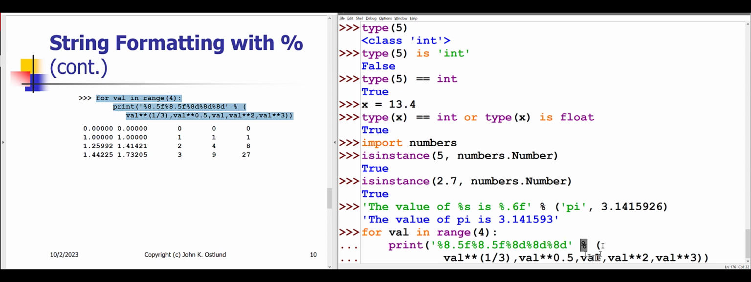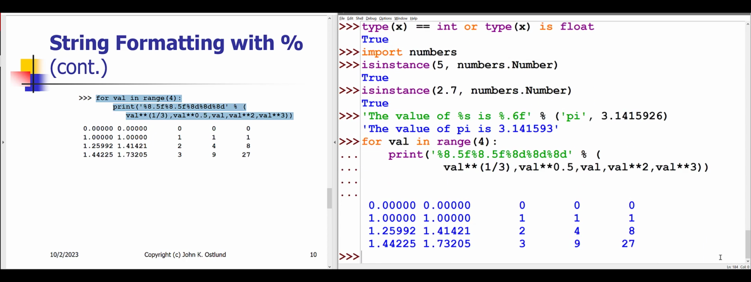Here's my percent sign. And then as my tuple, notice I can type my opening parenthesis for the tuple on this line, and that enables me to type subsequently on the following lines. I'm going to get the cube root, the square root, the individual value, the square, and the cube. So these first two are floats, and the following 3 are ints. There we go. So cube root, square root, and then values, squares, and cubes for 0, 1, 2, and 3.